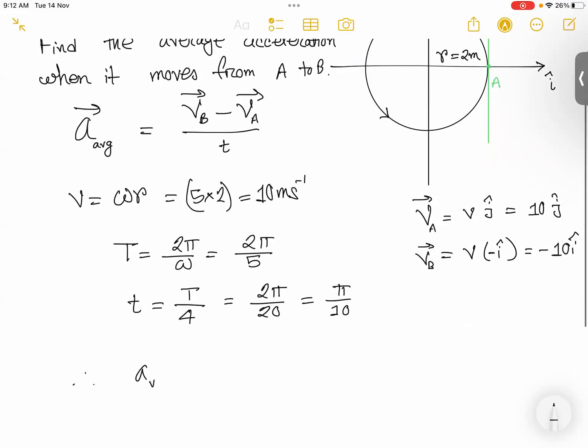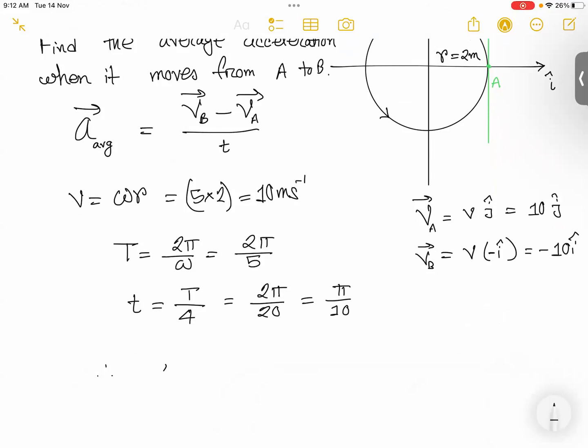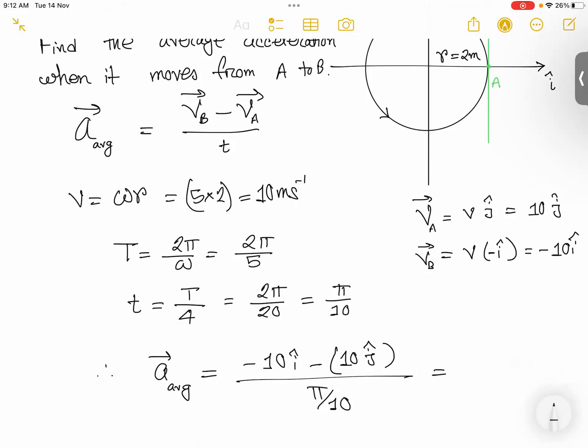And now finding average acceleration is very easy. So all you have to do is just plug in these numbers. So the average acceleration will simply become minus 10 I hat minus 10 J hat divided by pi by 10. So it's probably minus 100 I hat plus J hat divided by pi. That's just the average expression.